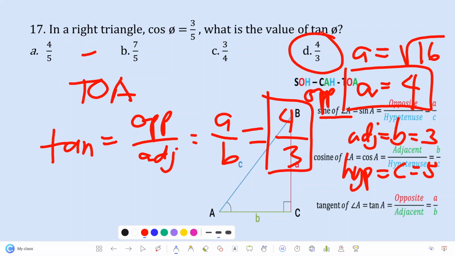Makakatulong po kapag memorize mo ang SOHCAHTOA at napakalaking tulong po nito kapag ikaw ay sasagot ng mga trigonometric questions sa licensure examination or sa civil service examination.